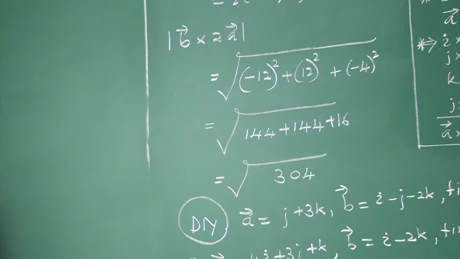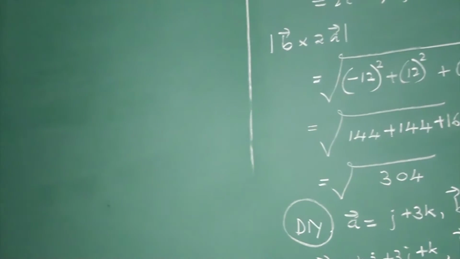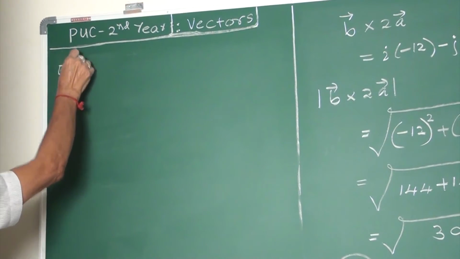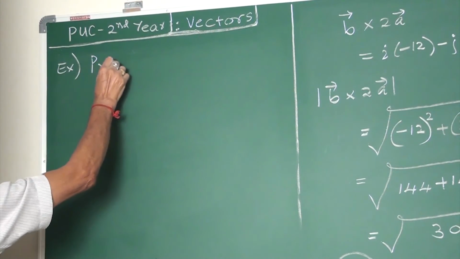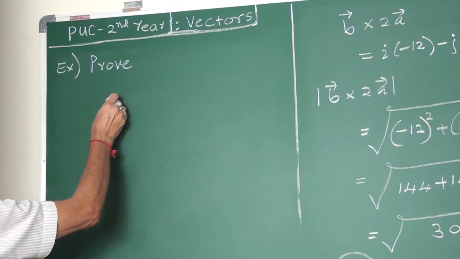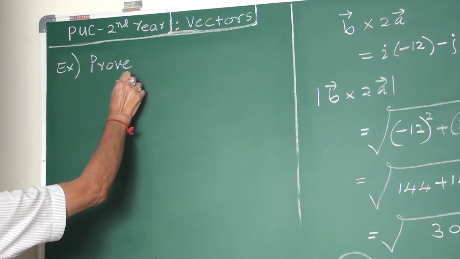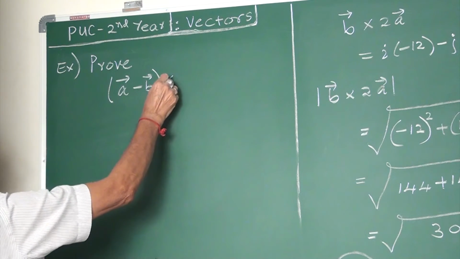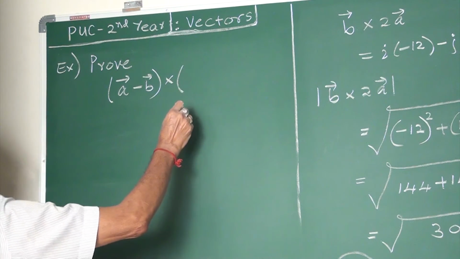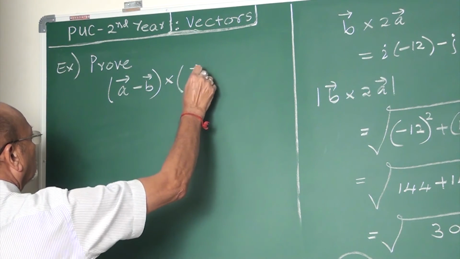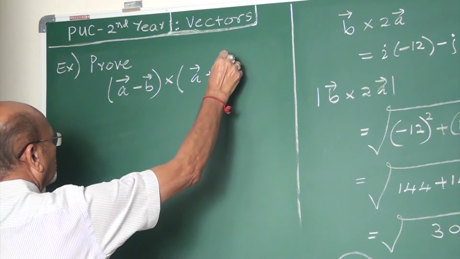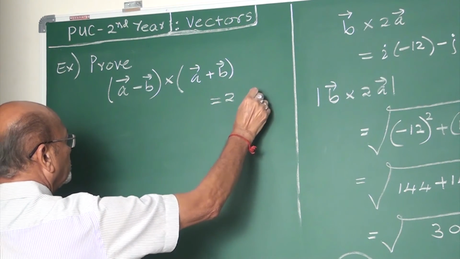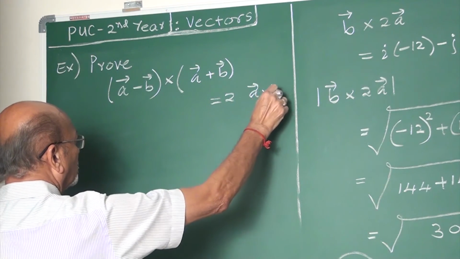Yes, friend. Next is, prove that. Next example. Prove that (A minus B) cross (A plus B) is equal to 2 times A cross B.